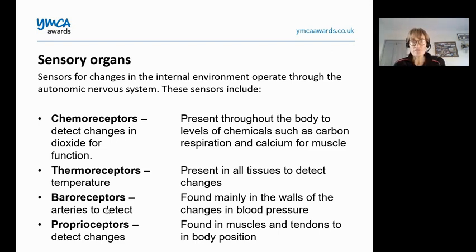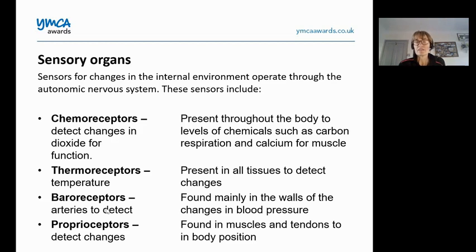So the sensory organs. Now we've said that along the afferent nerves that go towards the central nervous system, they carry information about changes in our internal and external environment. But the things that actually pick up those changes are called our various sensory organs, and we've got lots of different ones. So for the internal environment, this is what's operating through our autonomic nervous system. We've got sensors that include our chemoreceptors. So they're going to detect any chemical change.